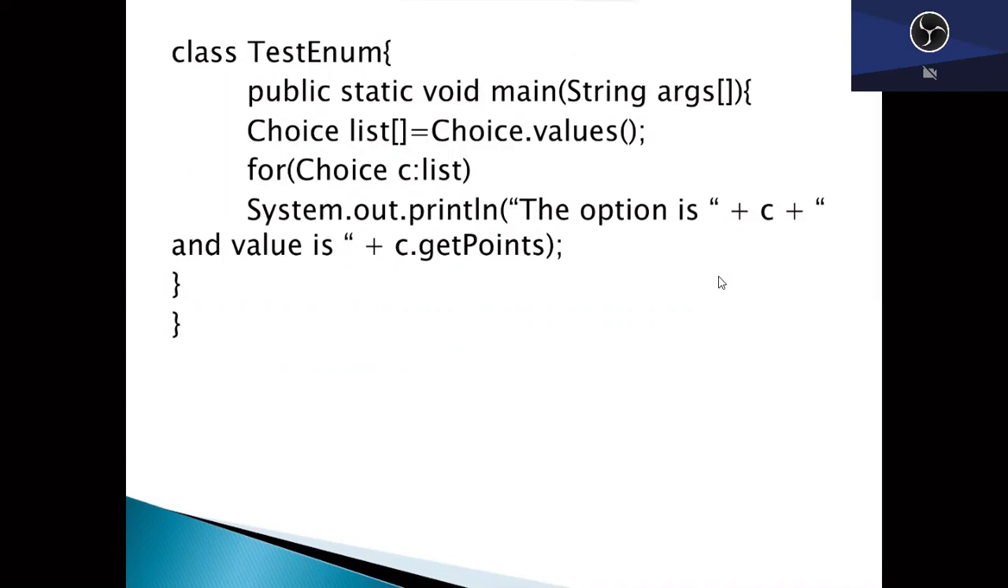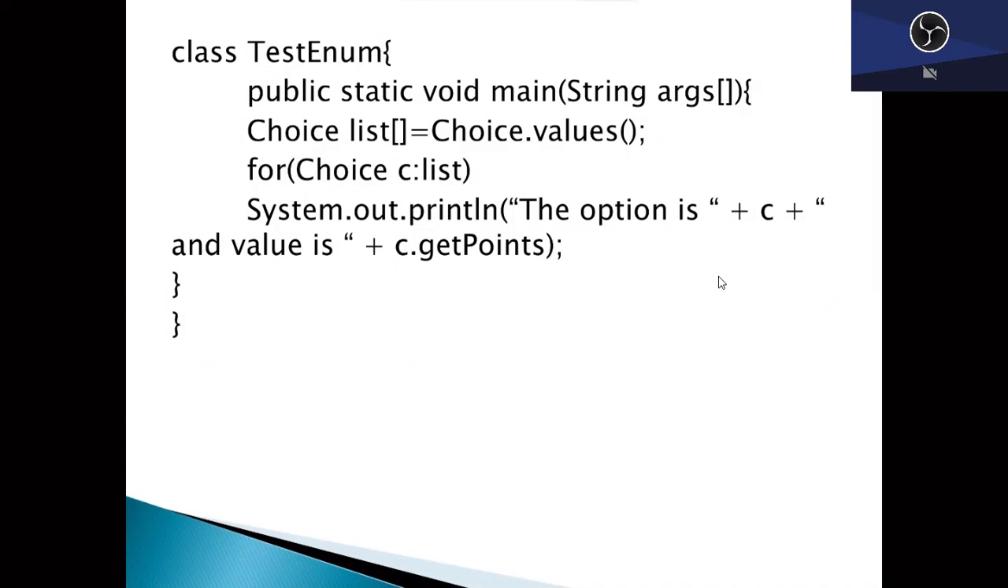Here, for every iteration, it is printing "The option is" followed by whatever the value of c is, Yes or No, and then the value, c.getPoints. There has to be some parentheses here. I missed out the parentheses, so please put them here. c.getPoints() will give you the points corresponding to whatever c is pointing to.